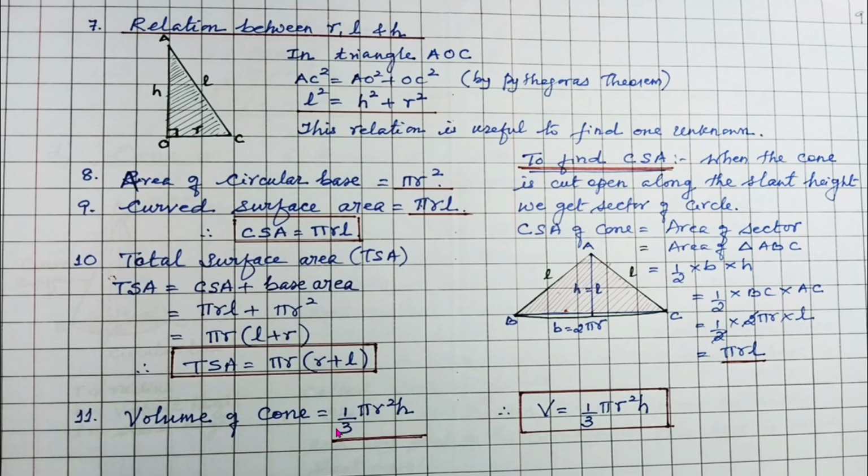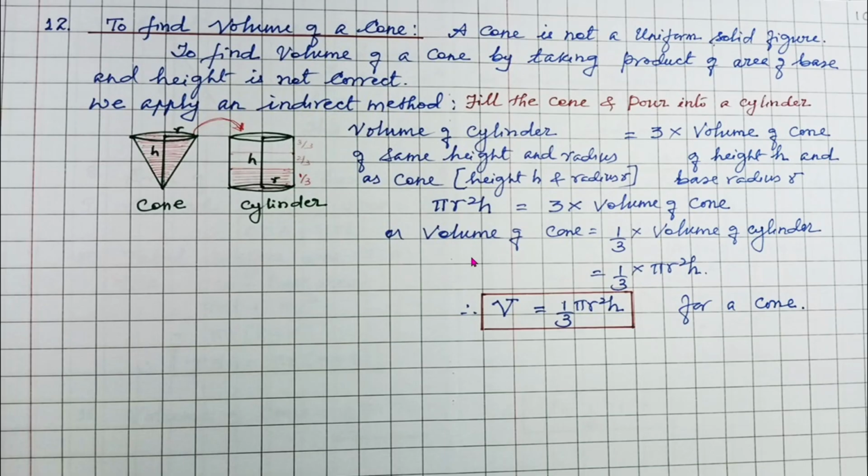Now the volume of a cone is 1 by 3 pi r square h. Please remember that the volume of a cone cannot be found out directly because it is not a uniform solid figure. We cannot just multiply the area of the base and height to get the volume. Here we have to go by an indirect method.